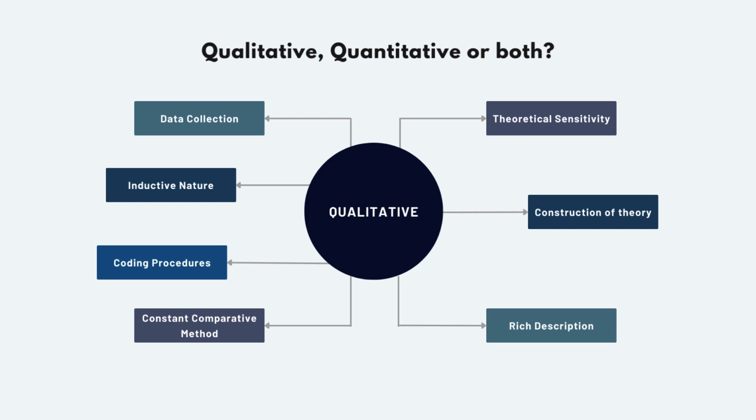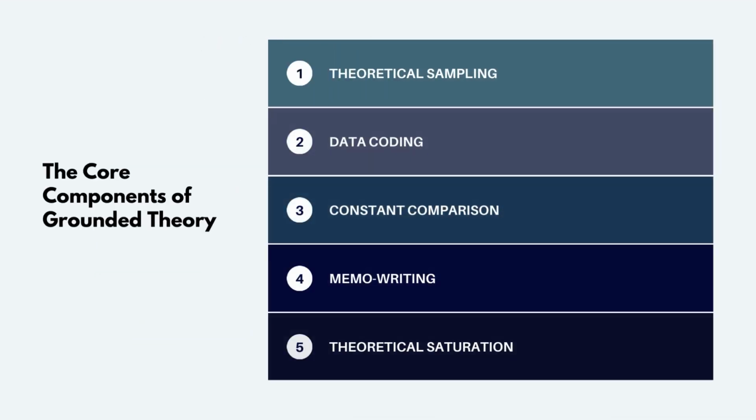And then lastly, it's rich description. So the resulting theories are often presented with rich text-based descriptions that provide a deep understanding of the context and participants' perspectives. As we transition to the next slide, we'll examine the core components and the steps involved in grounded theory research, which are crucial to the integrity and efficacy of the method.